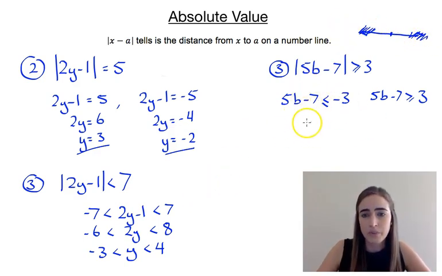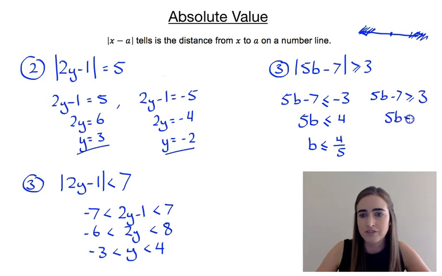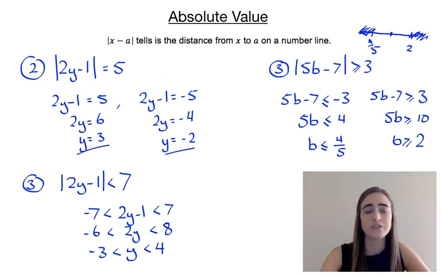So we're going to solve them both now. So we're going to have 5b, we're going to add 7 to both sides, we're going to end up with 4. So b is less than or equal to 4/5. And then in this one, we'll have 5b is greater than or equal to 10. So b is greater than or equal to 2. Okay, so down here, we've got 4/5, and over here, we've got 2. That's a few examples of solving absolute value equations and inequalities.